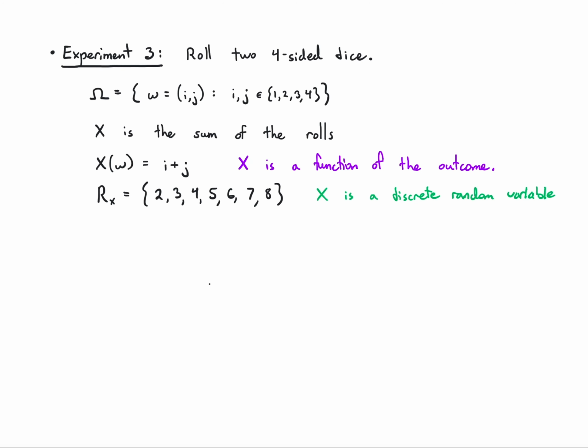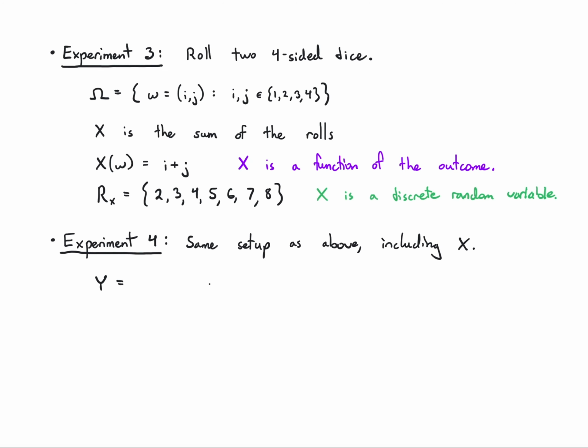All right, let's do yet another experiment, which is going to motivate some of the things we'll do later on. Let's say I have experiment 4, and I'm going to keep the same setup, the same setup that we just had with 2 four-sided dice. I'm going to define x in the same way, the sum of the rolls. y is the square of x. What's the range of y? Well, I just look at the range of x and square every term. So I get 4, 9, 16, 25, 36, 49, and 64.